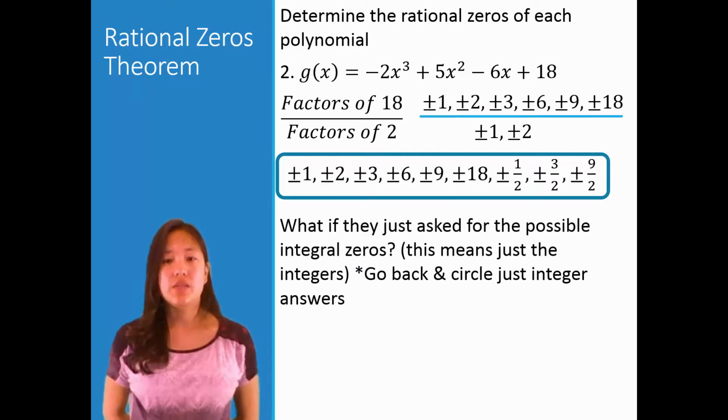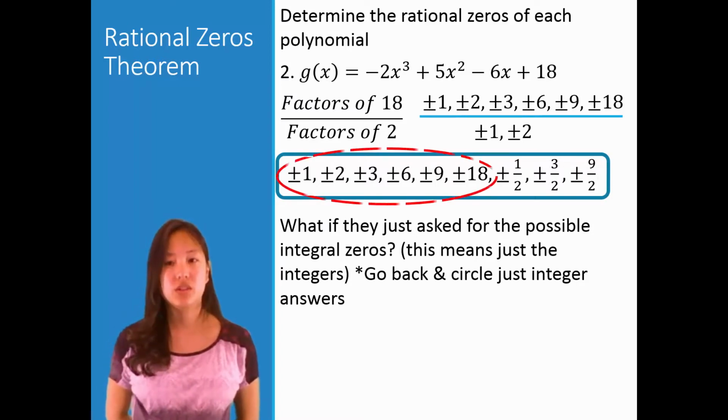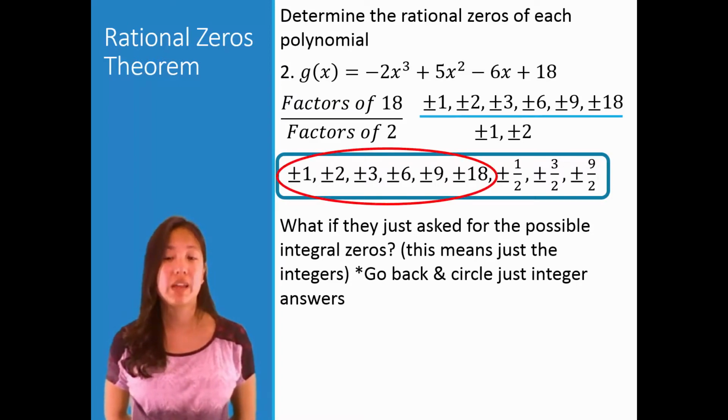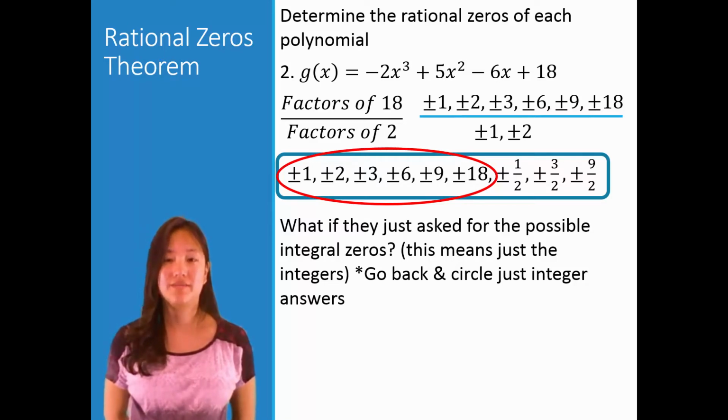What if they're just asking for the possible integral zeros? This just means the integers. So just go back and circle the integer answers. But if they ask for all rational zeros, then it includes everything. So integral zeros are just the integer ones.